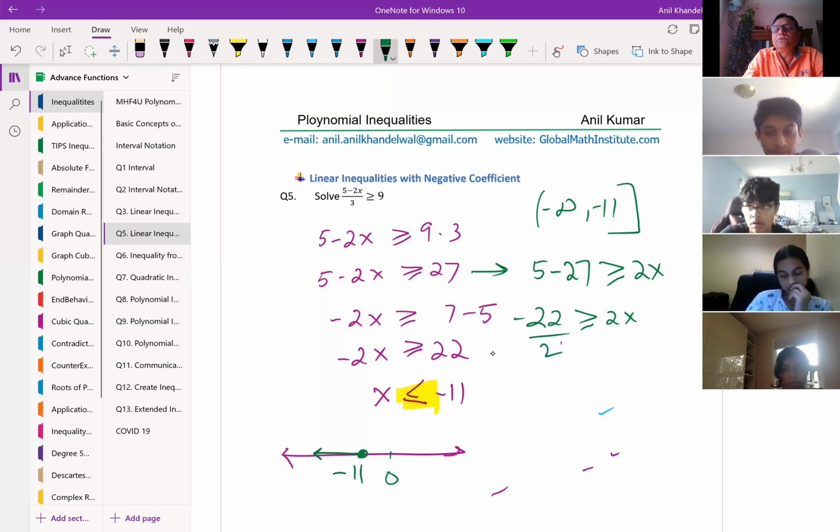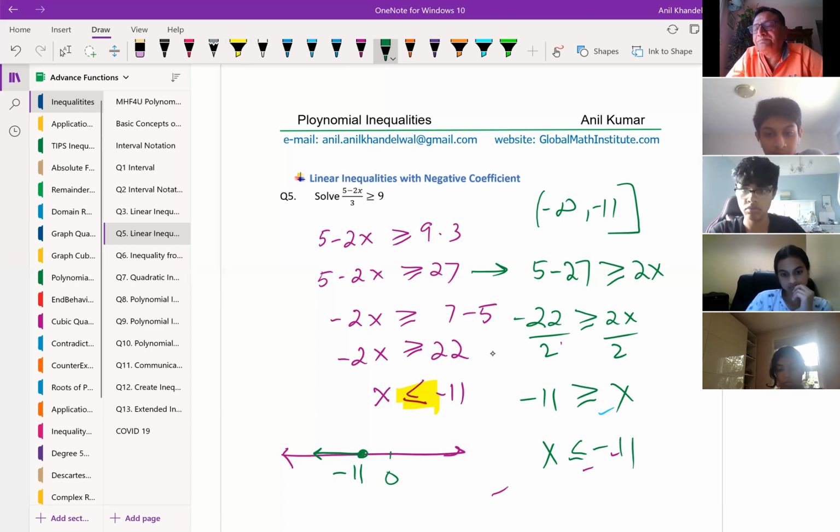Now I divide by 2, we get minus 11 is greater than or equal to x, which is the same as x is less than or equal to minus 11. Do you see the same answer? So in that case, there is no confusion about multiplying and dividing by a negative number. Okay? Next question.